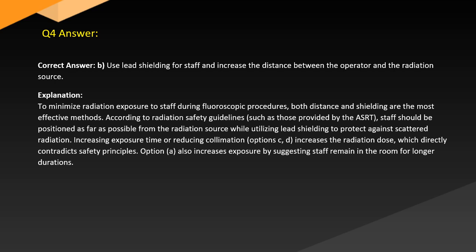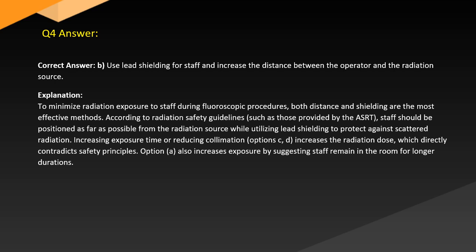Answer. Correct answer. B. Use lead shielding for staff and increase the distance between the operator and the radiation source. Explanation. To minimize radiation exposure to staff during fluoroscopic procedures, both distance and shielding are the most effective methods according to radiation safety guidelines, such as those provided by the ASRT.